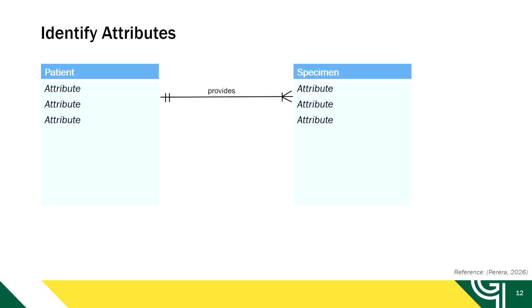Next, we want to build out our model by adding attributes for each entity. Attributes are the details that describe an entity.